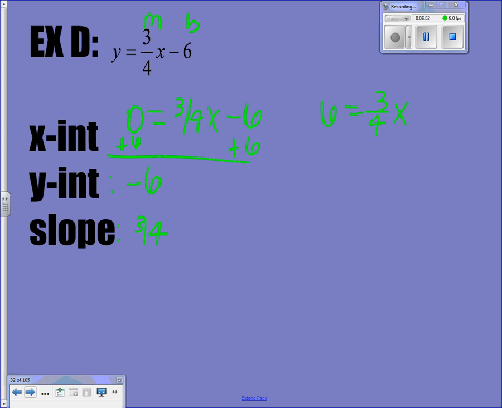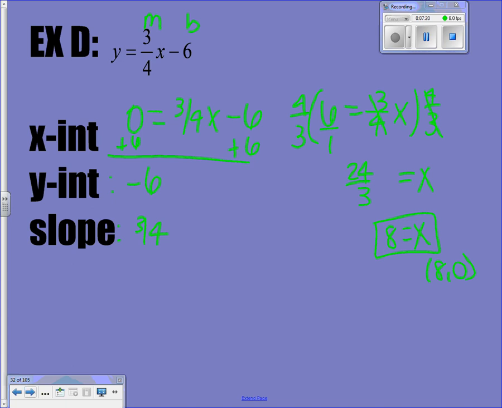Now to get rid of a fraction, ooh, I know you love those, multiply each side by 4/3. Okay, so 4/3. So I get x on the right side. Over here, I can put 6/1, which gives me 24/3, which gives me 8. So my x-intercept is 8, which would be the ordered pair 8, 0. And again, if you check that, that should make sense.